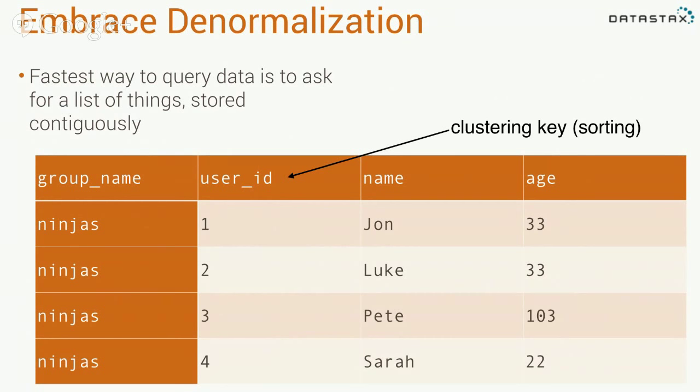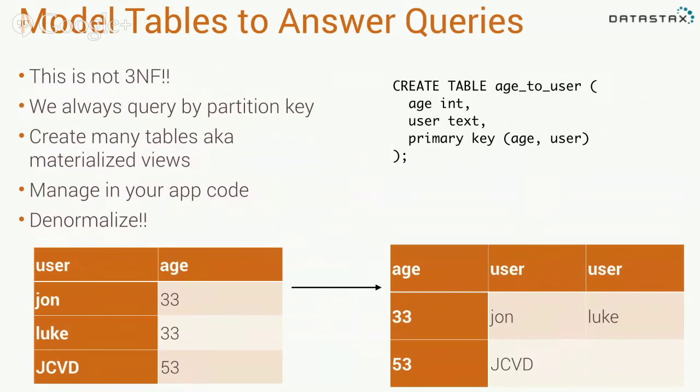It's very, very easy to use, and it makes queries very fast as a result. So the thing that you'll find with Cassandra is that you're denormalizing a lot, and the mind frame that you have to take is, I'm going to model my tables to answer my queries. So that's kind of the trick here.